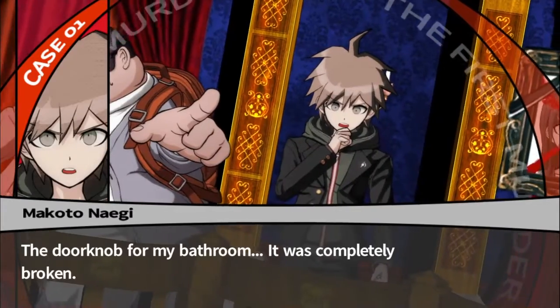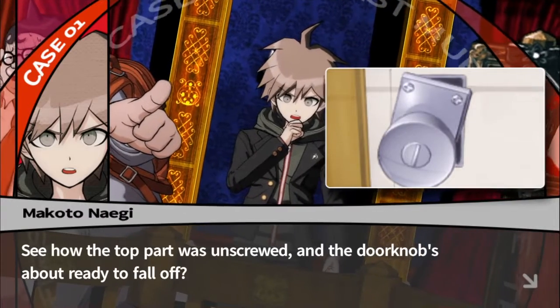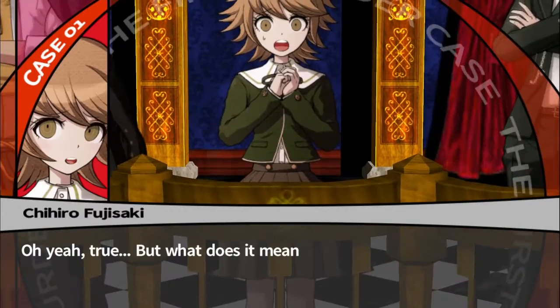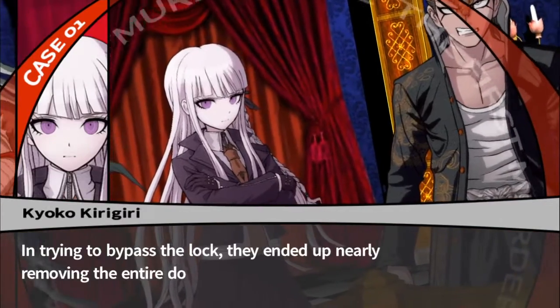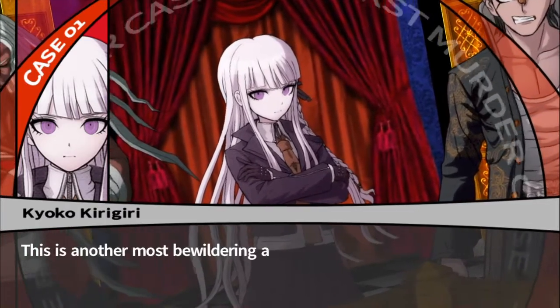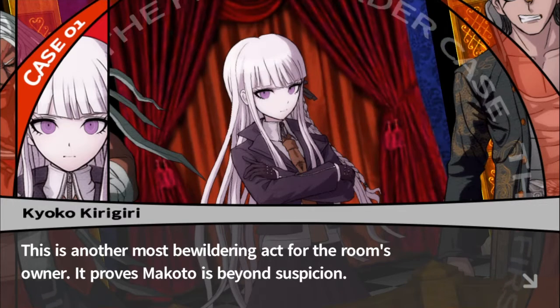The doorknob for my bathroom. It was completely broken. See how the top part was unscrewed? And the doorknob's about ready to fall off? Oh yeah, true. But what does it mean? In trying to bypass the lock, they ended up nearly removing the entire doorknob. This is another most bewildering act for the room's owner. It proves Makoto is beyond suspicion.